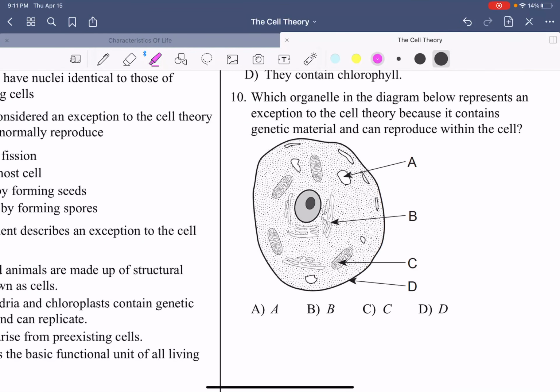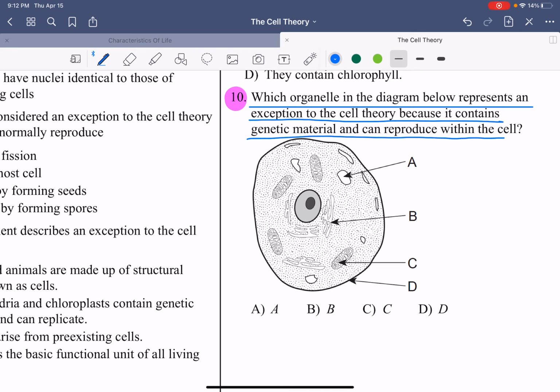Number 10 has a nice, beautiful cell to look at. So let's take a look at number 10. Which organelle in the diagram below represents an exception to the cell theory because it contains genetic material and can reproduce within the cell? So this question is asking which cell structure is the exception to the cell theory because it contains genetic material. If you get confused by the cell theory and the exception, I want you to focus on genetic material, okay?